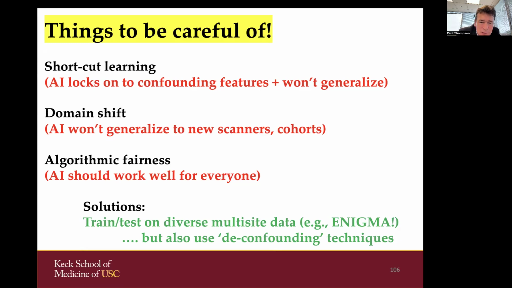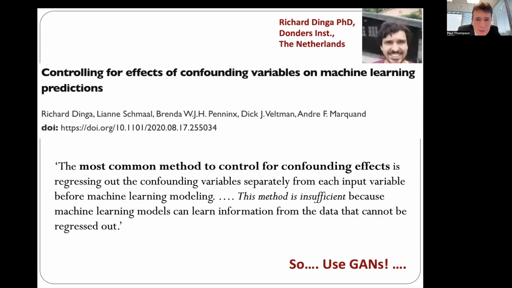So some solutions include very diverse training and testing. I mean, you could join ENIGMA if you want and use very diverse data to train your methods. But you can also deliberately use deconfounding techniques, and I'll tell you what they are. So Richard Dinger and colleagues, including Andre Marquand, said that the most common method to control the confounding effects in a model is to regress out the confounding variables. This is what we do in general linear modeling. And you could do that before applying machine learning. You could detrend the variables for confounds. The trouble is that method is insufficient in deep learning because machine learning models can learn information from the data that cannot be regressed out.